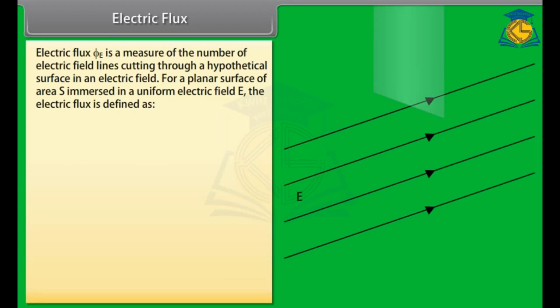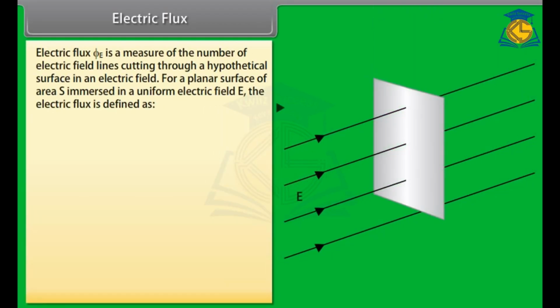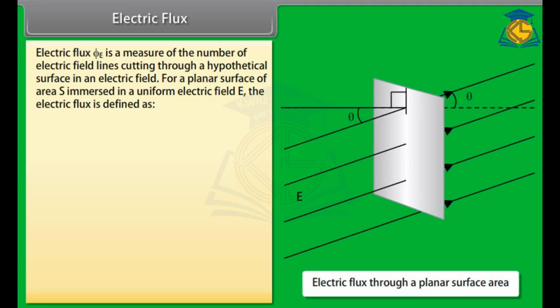Electric flux. Electric flux, phi E, is a measure of the number of electric field lines cutting through a hypothetical surface in an electric field. For a planar surface of area S immersed in a uniform electric field E, the electric flux is defined as phi E is equal to ES cos theta.